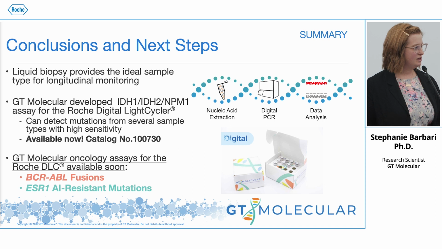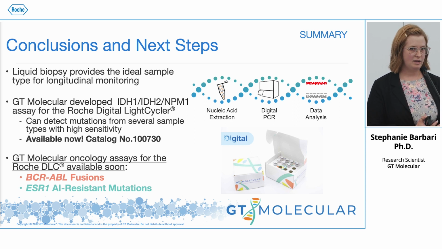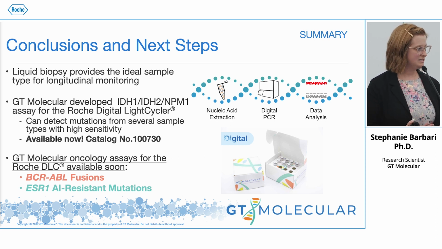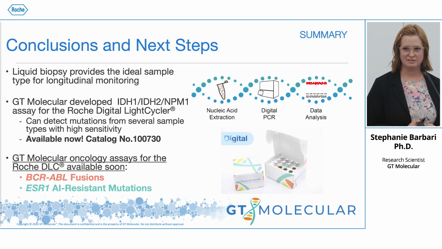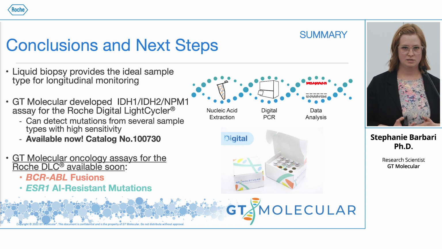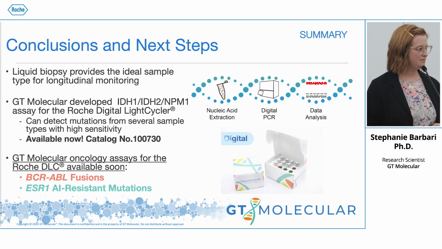So to conclude, I've shown that liquid biopsy provides the ideal sample type for longitudinal monitoring and minimal residual disease monitoring. We've developed an IDH1, IDH2, NPM1 panel for the Roche Digital LightCycler, and it can detect mutations from several sample types with high sensitivity and good performance. And we have several oncology assays for the Roche DLC available soon. In the coming months, we'll have one for BCR-ABL fusions that are common in chronic myeloid leukemia, as well as an ESR1 aromatase inhibitor resistance mutation panel for breast cancer.